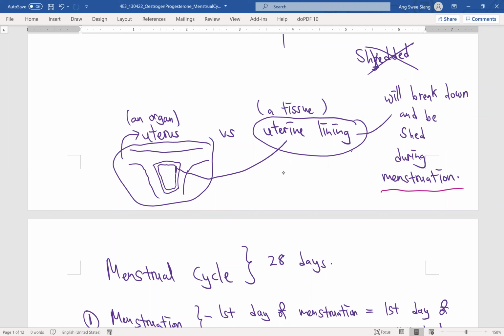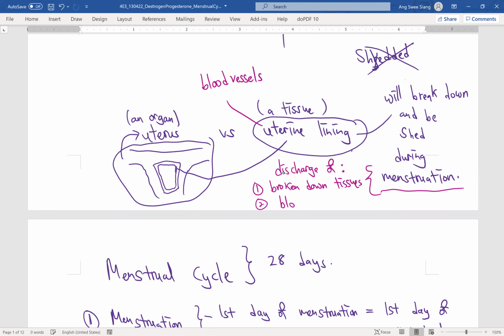So why is it that ladies need to wear sanitary pads during menstruation? Because of the discharge. Discharge of what? It will have broken down tissue, broken down uterine lining. Then of course in the uterine lining you have blood vessels, and inside blood vessels you have blood. So obviously during menstruation there will also be discharge of blood.